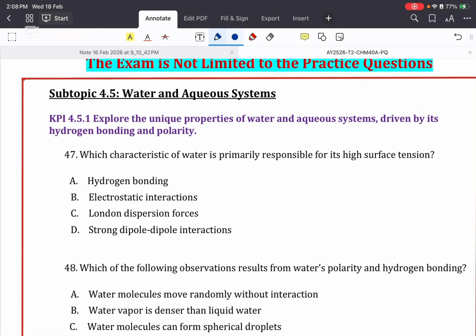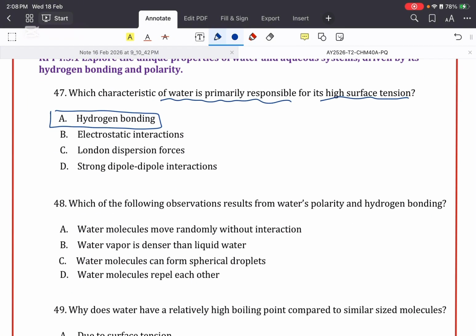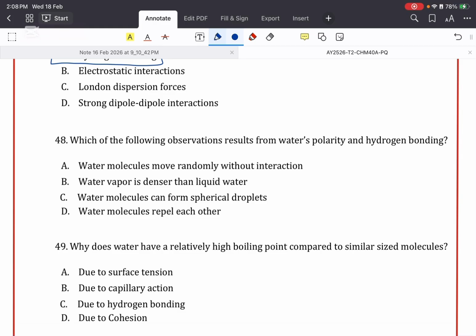Now let's move on to water and aqueous systems. Which characteristic of water is primarily responsible for its high surface tension? All the properties of water are because of the ability of water to make strong intermolecular forces, which are hydrogen bonding. So all the properties, I always have to say it's because of the ability of water to form hydrogen bonds. Which of the following observations results from water polarity and hydrogen bonding?